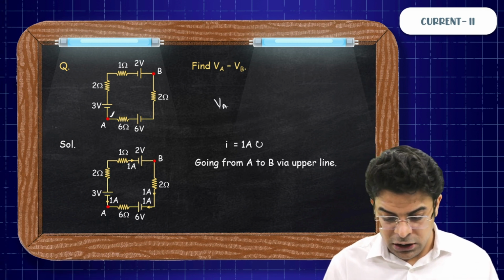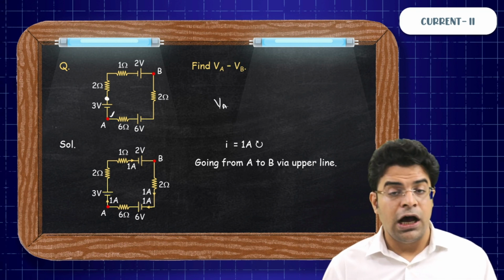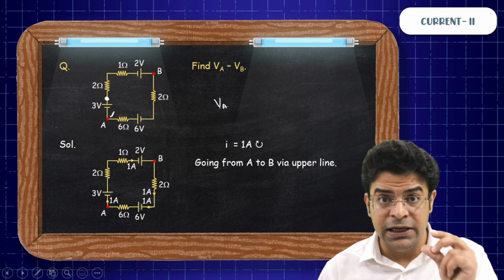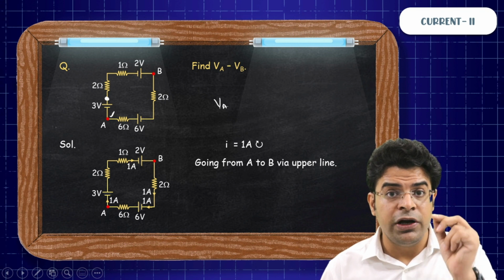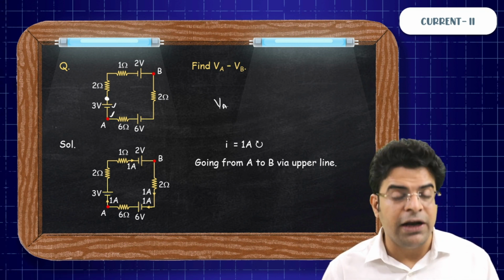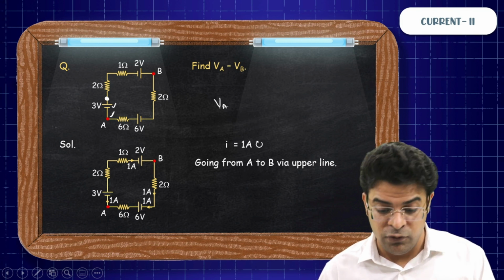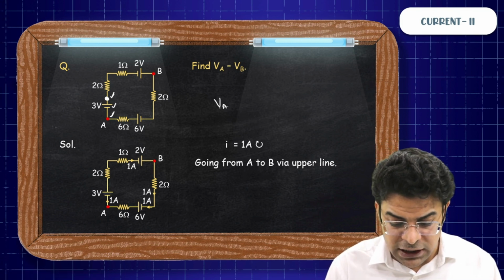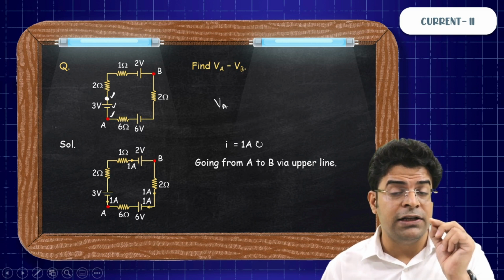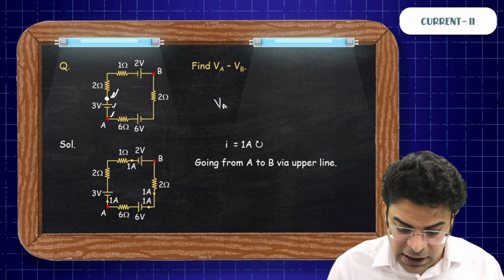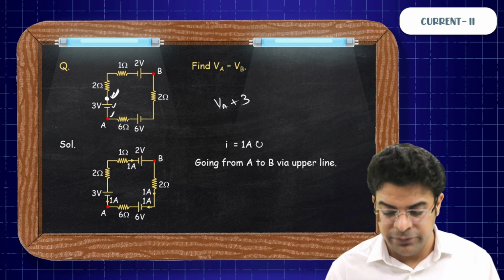The potential of this point above will be 3 volt higher than the point below it. Why? Because here we have a battery of 3 volt. The job of this battery is to create a potential difference of 3 volt. So we can say the potential at this point has to be 3 volt higher than the potential at A. Hence the potential at this point has to be VA plus 3.